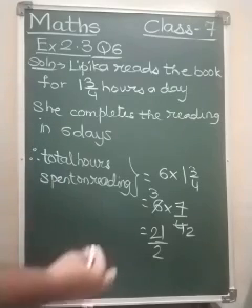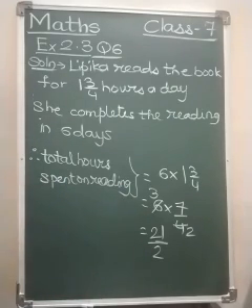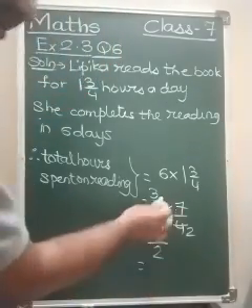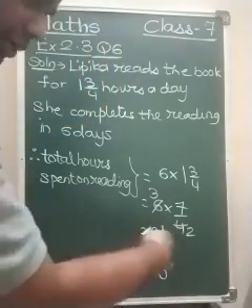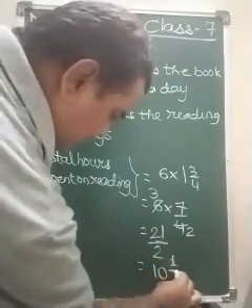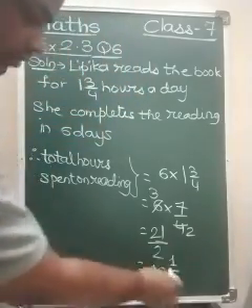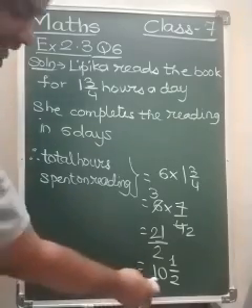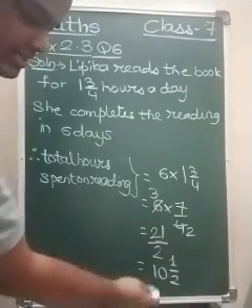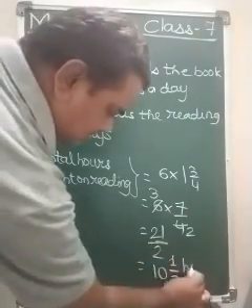Orally also we can do it. Let me tell you orally. 2 10s are 20, so 10 will be the quotient. Out of 21, 20 is gone, 1 is the remainder upon 2. So 10 1/2 hours. So the total hours spent by Lipika on reading is 10 and a half hours. This is also read as 10 and half hours.